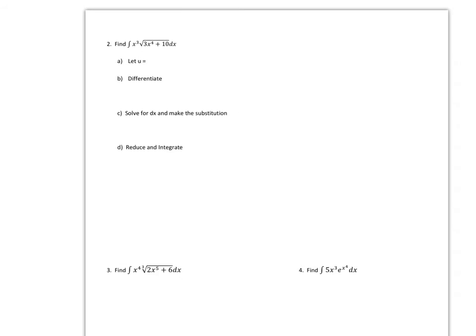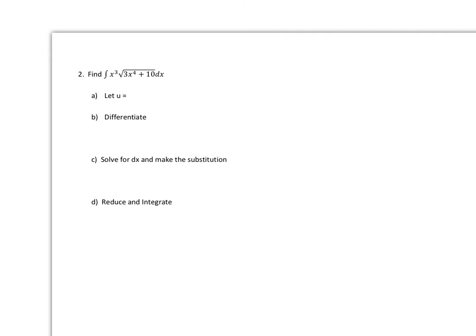All right. Okay, example number 2. So if we take a look here, underneath the radical is this 3x to the 4th plus 10. Now, so that's going to be our u. Again, we're looking for expressions that could possibly undo something that looks like a chain rule.